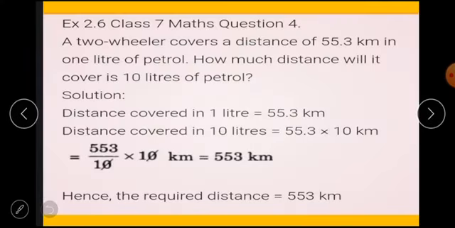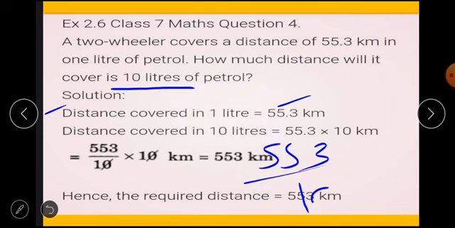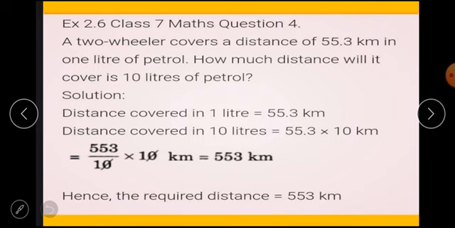In 1 liter the distance is given, so for 10 liters we will do the multiplication. So look at the solution. First you will write down the distance covered in 1 liter, that is equal to 55.3 kilometer, and we have to find the distance covered in 10 liters of petrol. So you will write distance covered in 10 liters equals 55.3 into 10. After removing the decimal you write 55.3 as 553 upon 10, into 10. This 10 cancels by this 10 and you get 553 kilometers. So students, in 10 liters of petrol the two-wheeler covers a total distance of 553 kilometer. It's a very easy question, you can do it very easily.